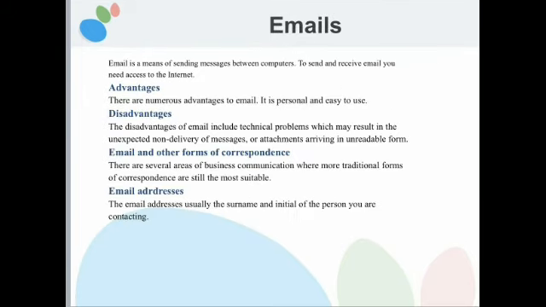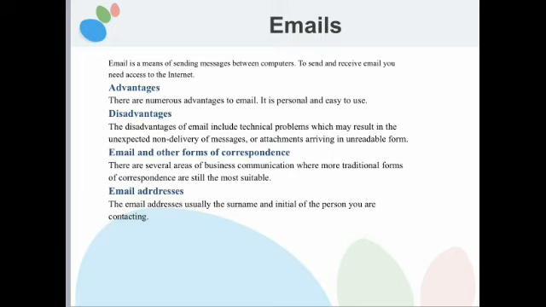Next, the third is email. Email is a means of sending messages between computers. To send and receive email, you need access to the internet. Advantages. There are numerous advantages to email. It is personal and easy to use. Disadvantages. The disadvantages of email include technical problems which may result in the unexpected non-delivery of messages or attachments arriving in unreadable form.